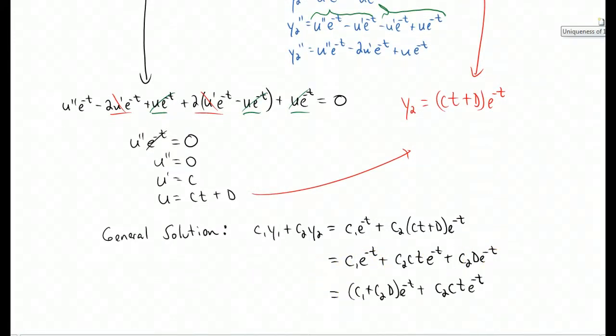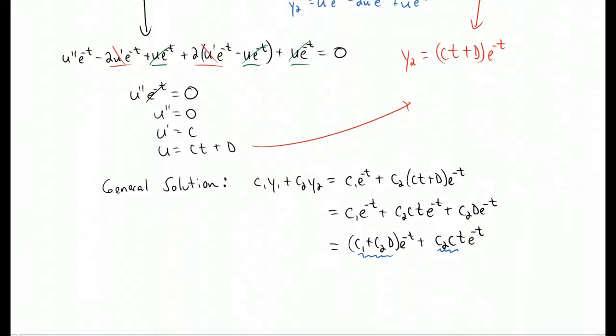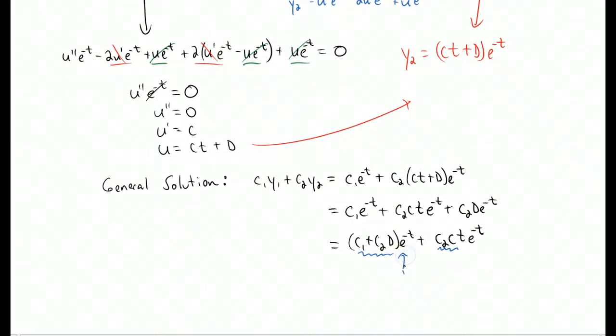And now look at all these constants. All of these, c1, c2, c, and d, are all just arbitrary constants. They came from integration. So we have an e to the negative t term with some constant in front of it, and we have a t e to the negative t term with some other constant in front of it. So what we have is a constant times y1 plus some other constant times this thing right here, so we may as well have just called that y2 from the very beginning. y1 is e to the negative t, y2 is t e to the negative t.